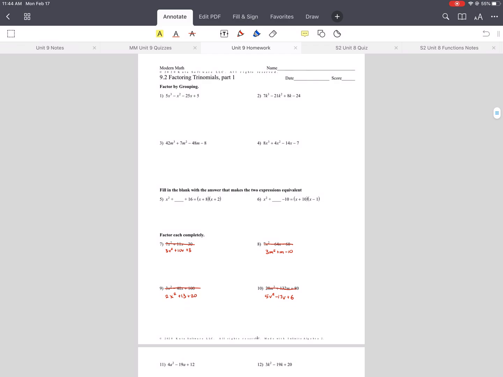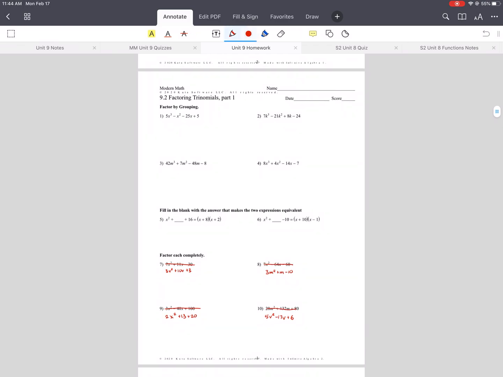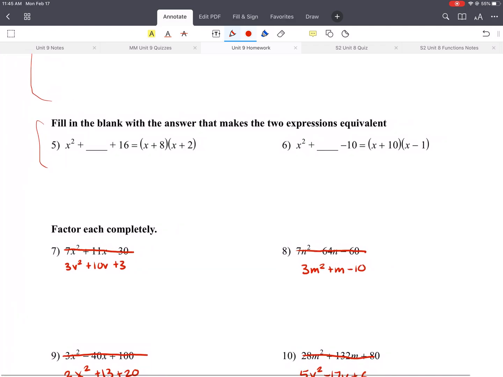So the first bit is just do it by grouping. It already has 4 terms. Here, this is kind of like our homework last time. You just need to find the thing that fits in here that makes it work. How I would do that is I would just do a box method or foiling. You'd end up getting x squared plus something. We'd figure that out, and you get 16. So just do foiling or a box method to find those.